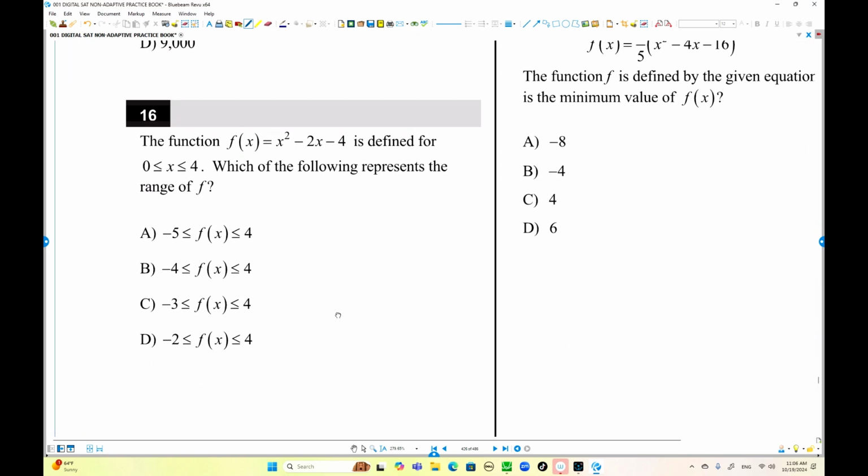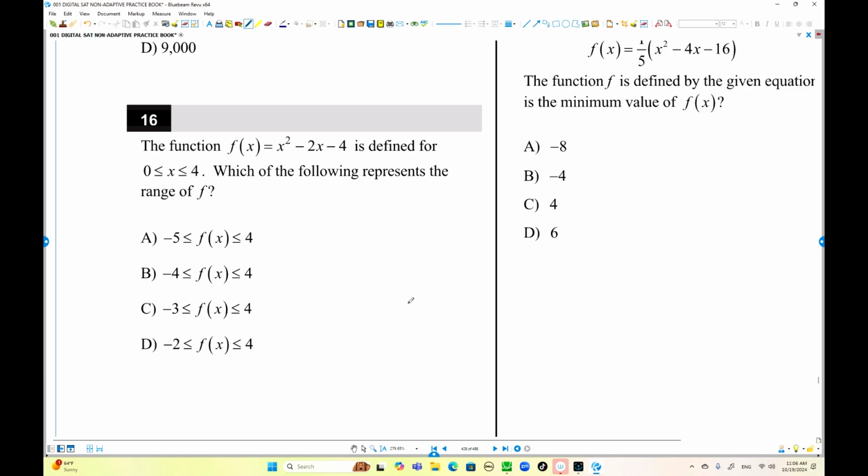Number 16. We have x squared minus 2x minus 4 defined for this domain, x is between 0 and 4. Which of the following represents the range? I'm going to solve this without using graphing, but you'd better use decimals, okay?